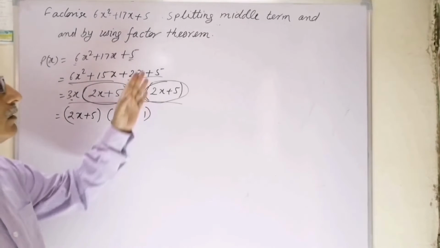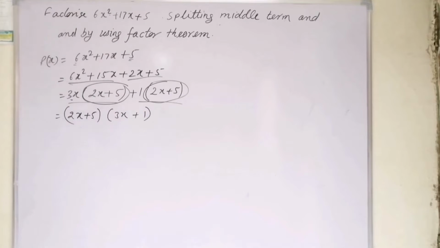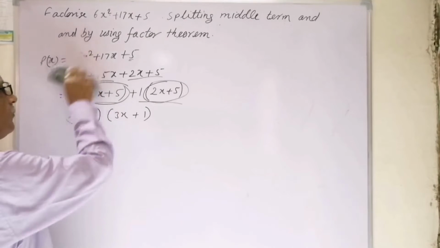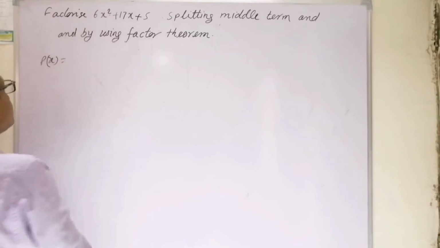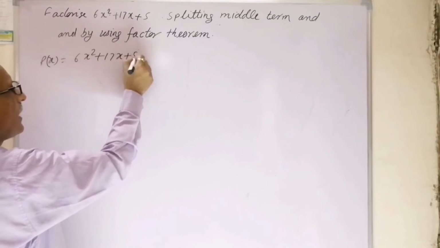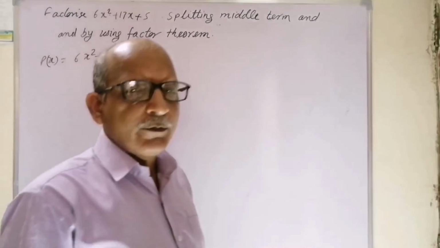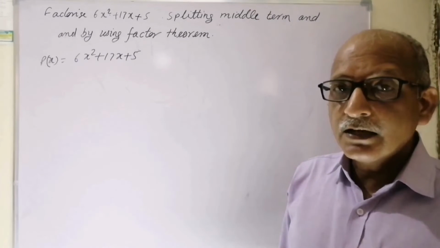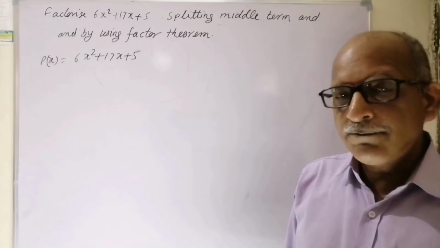Now for using the factor theorem we have to do something bigger than that. I would like to have the space, that's why I am going to rub it. First and foremost we are going to write again the polynomial, that is 6x square plus 17x plus 5. This is to be factorized using the factor theorem. Again I would like to ask you people to recall the factor theorem. The factor theorem says the factor is x minus a if p(a) is 0.